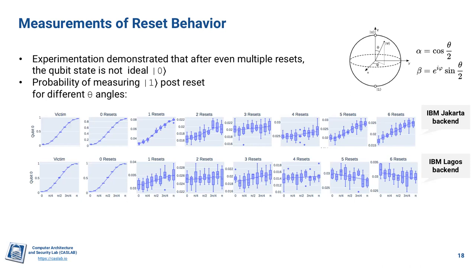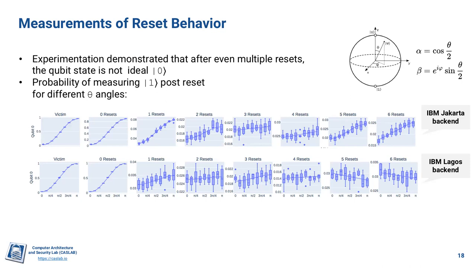So if the theta angle is zero, then the probability of measuring one state should be zero. If the theta angle is pi, the probability of measuring one should be 100%. So without any reset or anything, we get this kind of a curve: as theta goes from zero to pi, the probability of measuring one state goes from zero to one. So this is the normal thing. And then in these experiments, we set the qubits into different states, different theta angles, and perform the measurements. And maybe this is the first interesting graph.